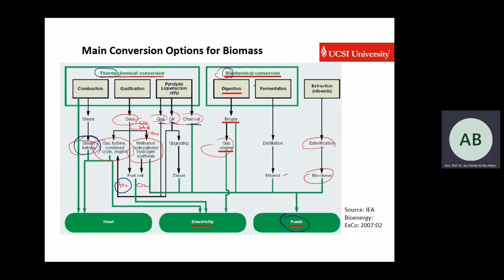Okay, for this biochemical conversion, we have digestion and fermentation. Digestion over here uses biological substances that react with chemicals, and you will get biogas. For example, animal waste. We incorporate microbes, so the microbes will utilize the biomass to produce biogas.